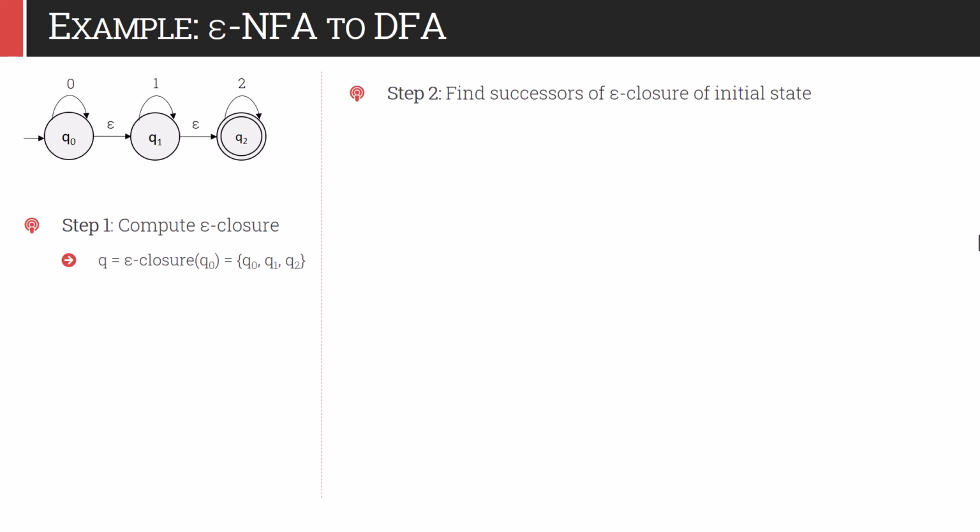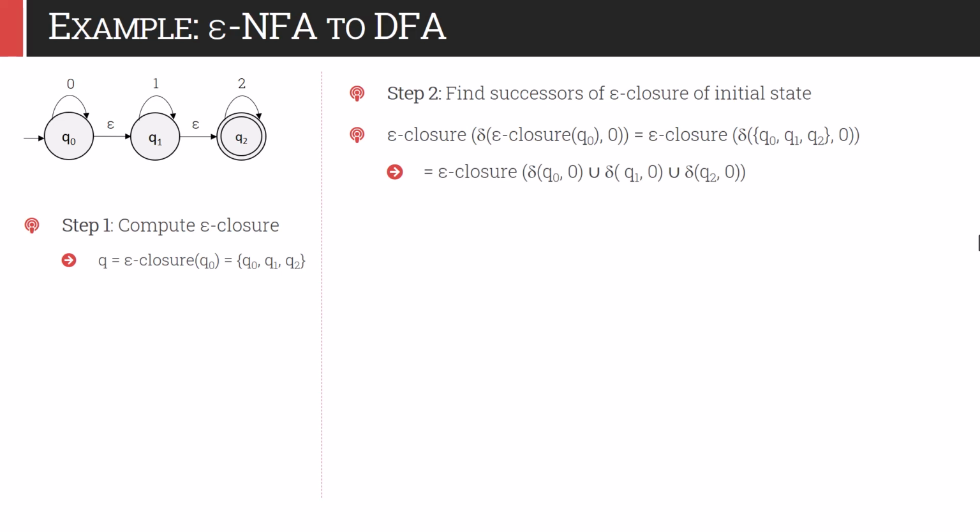So we'll find the successors of epsilon closure of the initial state, which is nothing but epsilon closure of delta of Q0, Q1, Q2 on input 0. So that is given by epsilon closure of the union of all these three states on input 0. So delta Q0, 0, union delta Q1, 0, union delta Q2, 0. From the transition diagram, we can see that for input 0, there is only a transition present from state Q0, which remains on Q0. For Q1 and Q2, there is no transition for input 0, so that would be phi. And ultimately, that will lead us to epsilon closure of Q0, which is nothing but the state Q0, Q1, Q2.